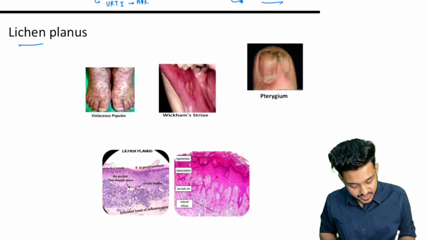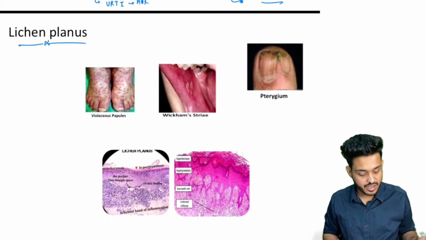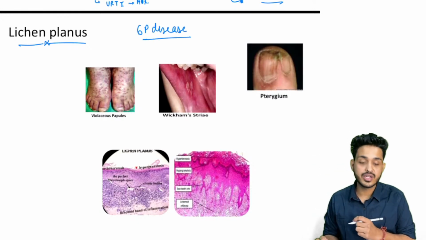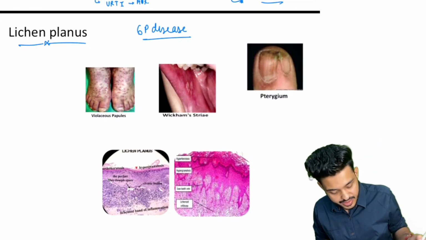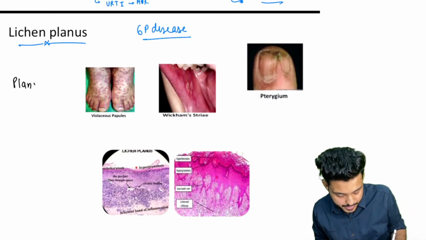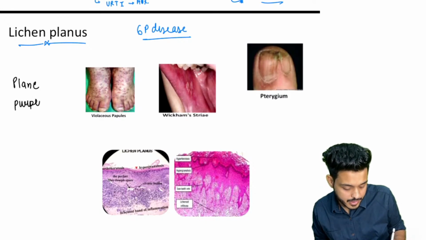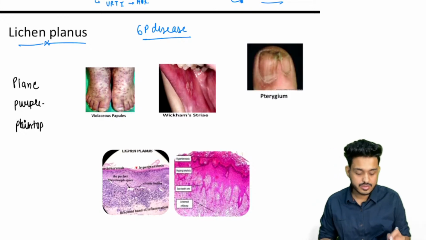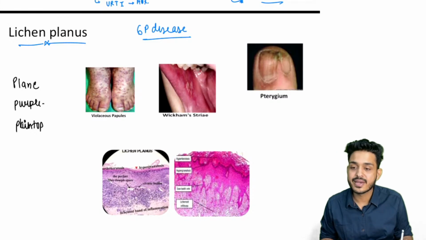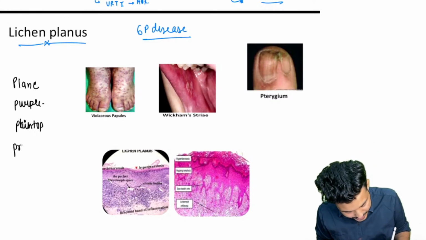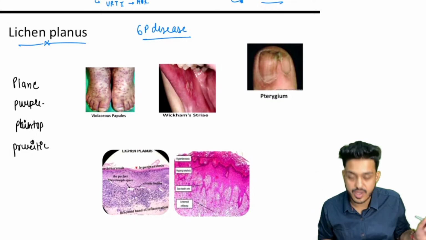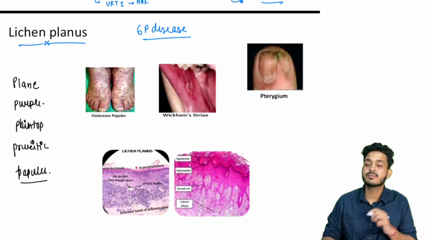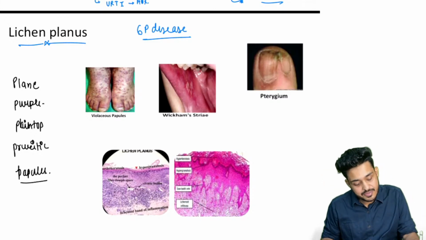So the next one is your lichen planus. Lichen planus, just remember, it is a 6P disease. What are the 6P that you need to remember? First one, they will be plain, they will be purple, they will be plain topped, pruritic, very important, pruritic matlab itching. Okay, and papules. So there will be plain, purple, plain top, pruritic, papules, and the sixth P will be pterygium.